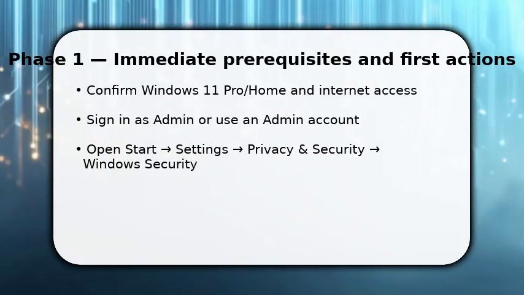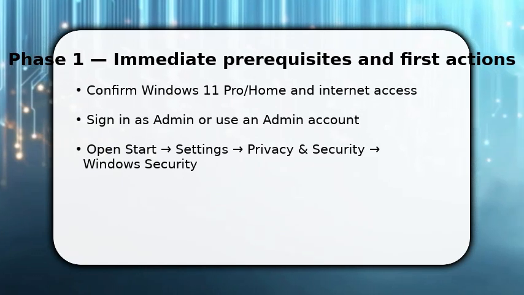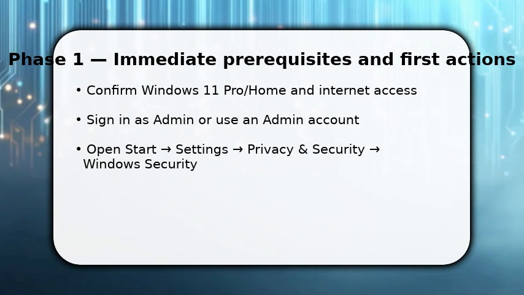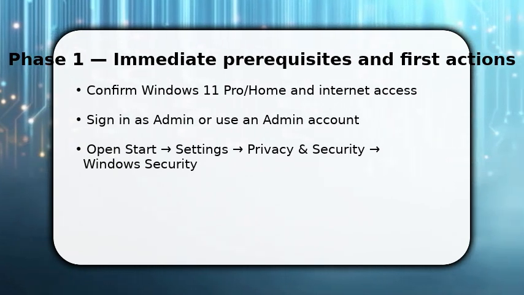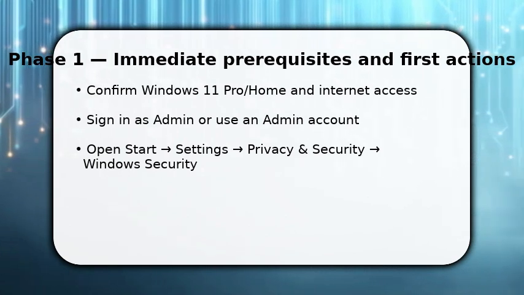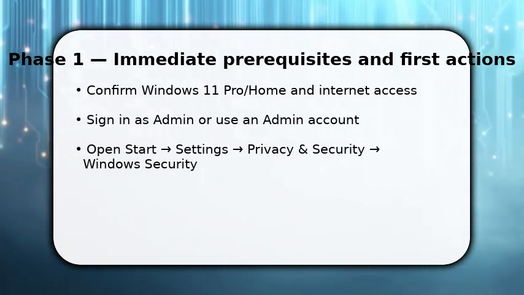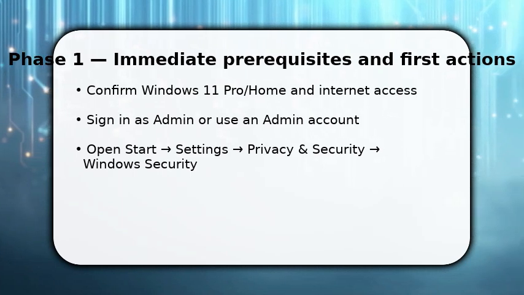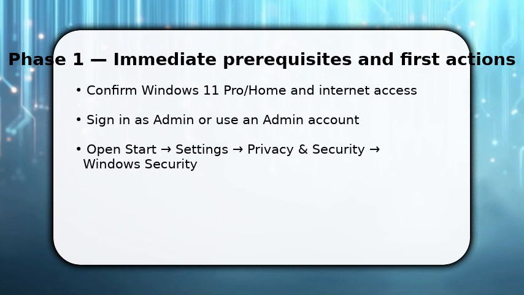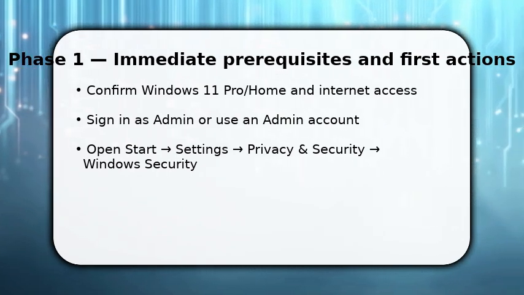You start by confirming prerequisites. Verify Windows 11 and that you're signed into an admin account. Once confirmed, open Start, type Settings, then go to Privacy and Security and click Windows Security. Make sure the service icons are visible. This shows Windows security components are available. If you use a work device, check that group policies or MDM aren't enforcing third-party AV.